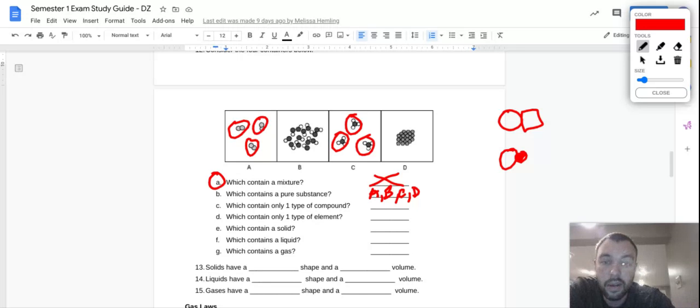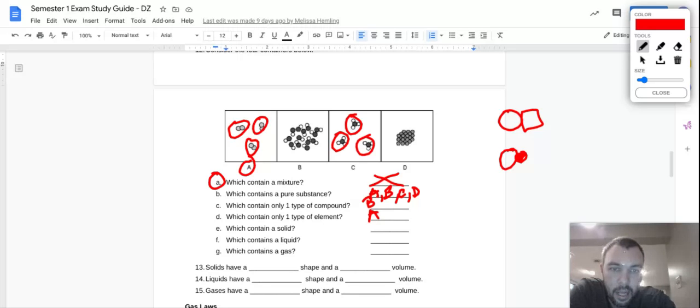All right, so A, everything is exactly the same. So that is not a compound. That would be an element. So I could do part D here already. So this is an element. B is a compound. It only has one type of compound, a big shaded and then a small unshaded.